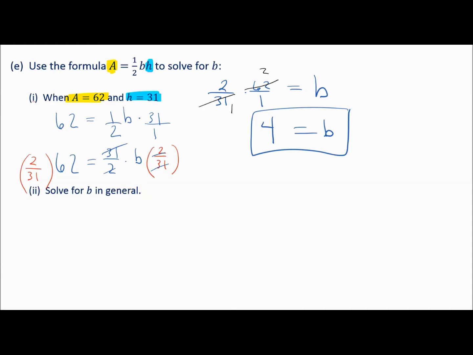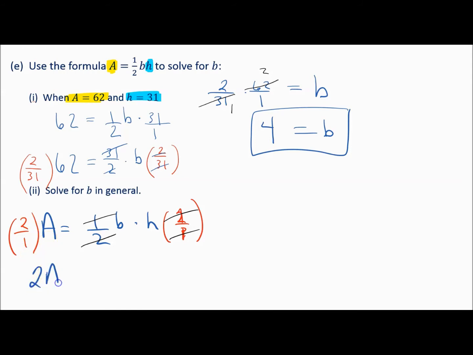So if we're just given the formula, A is 1/2 B times H, and we want the B by itself, then what we could do is first let's get rid of the 1/2. So to do that, I'm going to multiply the right side of the equation by 2 over 1, the reciprocal of 1/2, and the left side of the equation by 2 over 1, which is the reciprocal of 1/2. Now you'll know why I did that, because the 2's cancel and the 1's, and I'm just left with, on the right, 2 over 1 times A is just 2A. And on the left, I just have B times H.